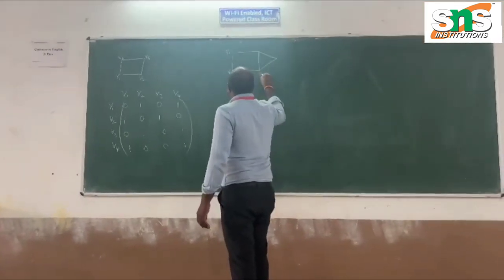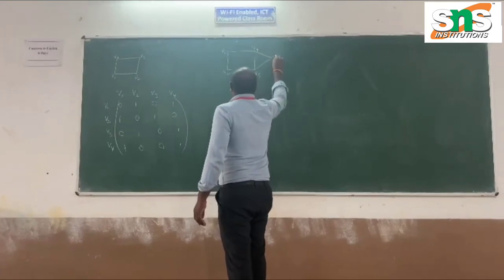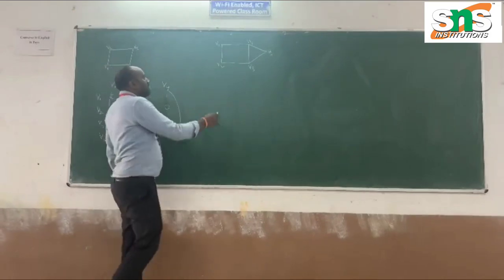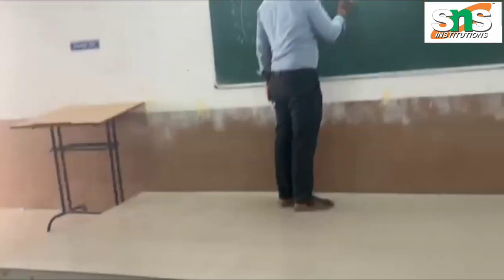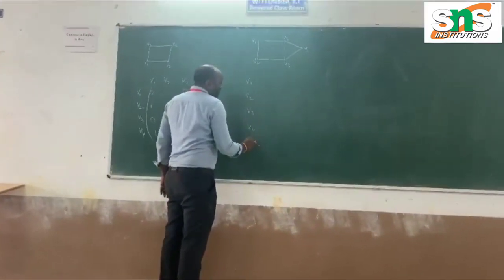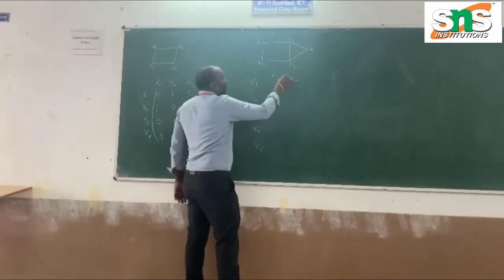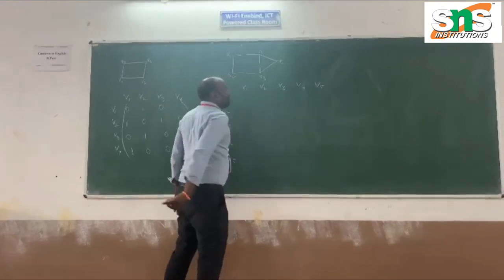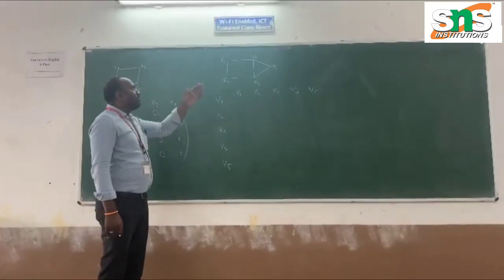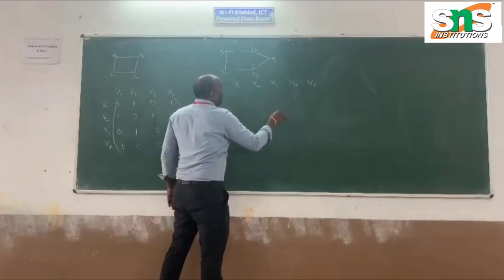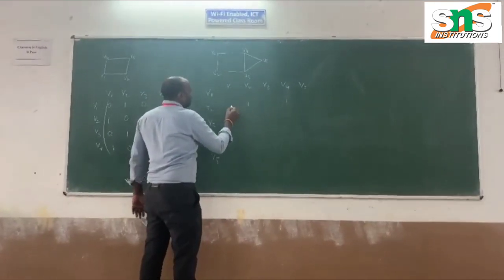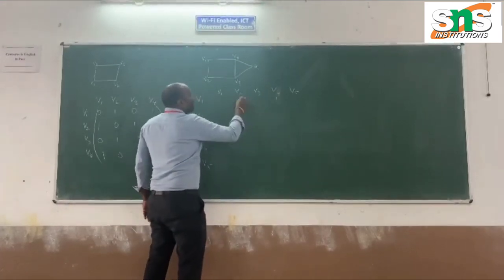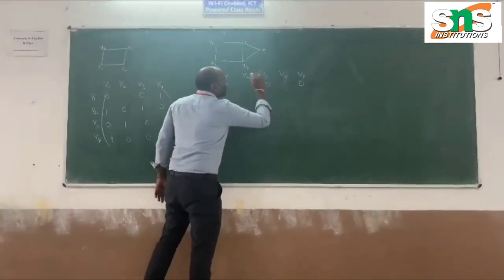V1, V2, V3, V4, V5. So let's see the adjacency matrix for the vertices V1, V2, V3, V4, V5. Then V1, V2, V3, V4, V5. See, V1 is connected with V4 and V2. V4 and V2. So the other entries will be 0.